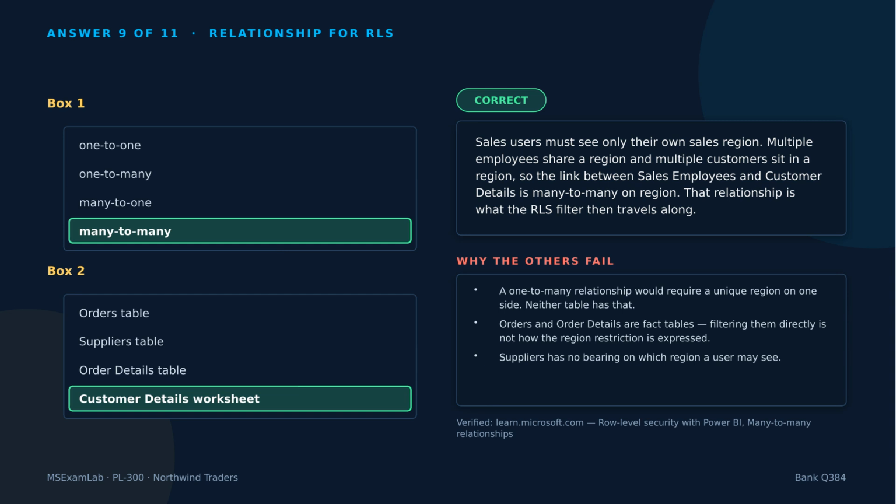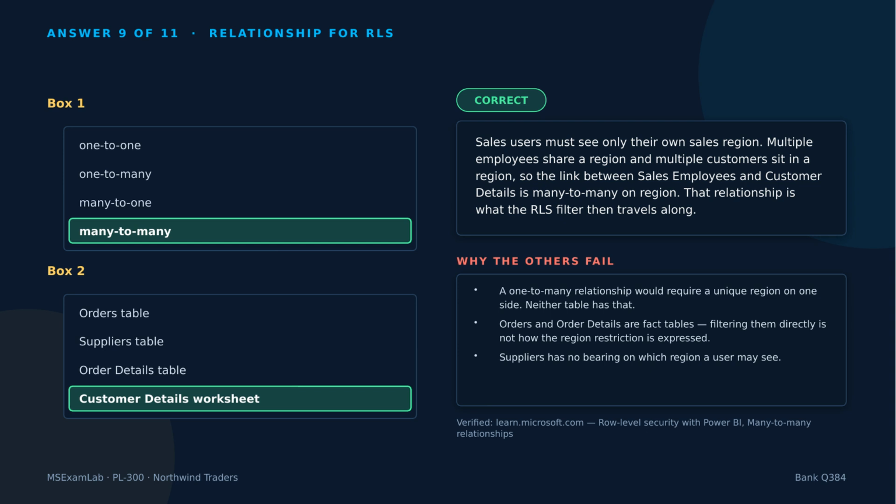The answer is many-to-many and customer details worksheet. Sales users must see only their own sales region. Multiple employees share a region and multiple customers sit in a region, so the link between sales employees and customer details is many-to-many on region. That relationship is what the RLS filter then travels along.